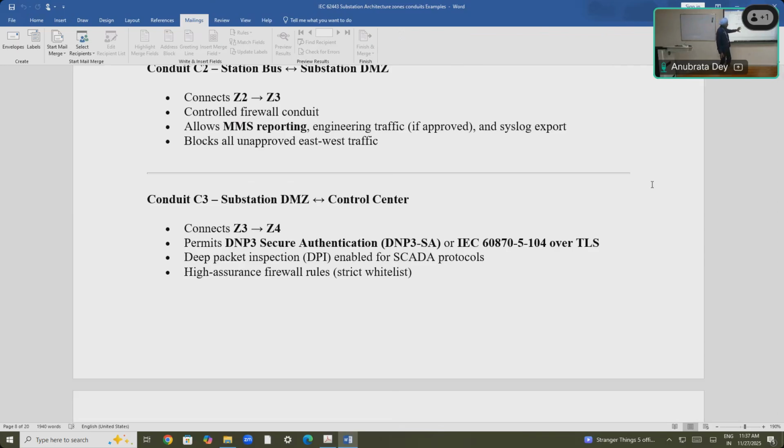It will only allow, right, DNP3 secure authentication in case you are using DNP3 or IEC 60870 for the SCADA, right? And there can be deep packet inspection. And then there is a firewall, which is a very strict whitelist.